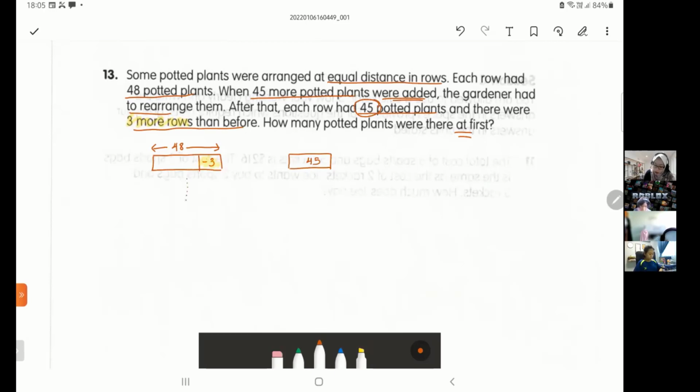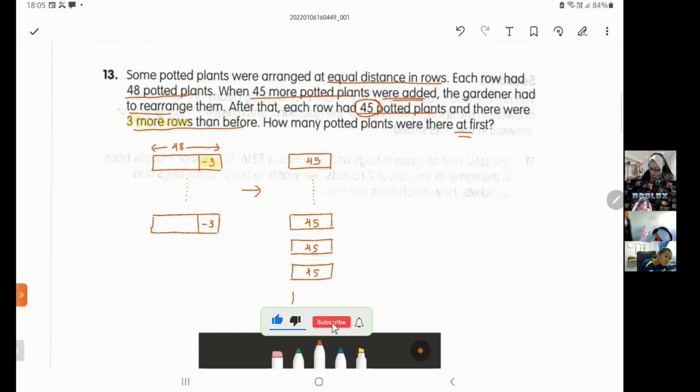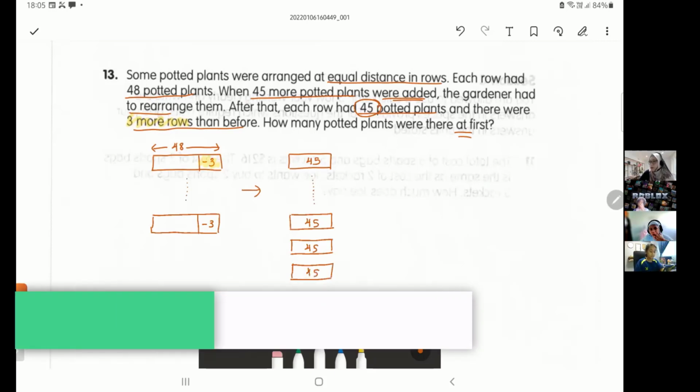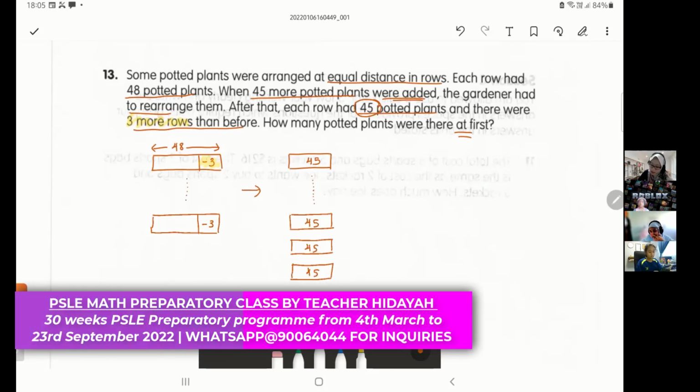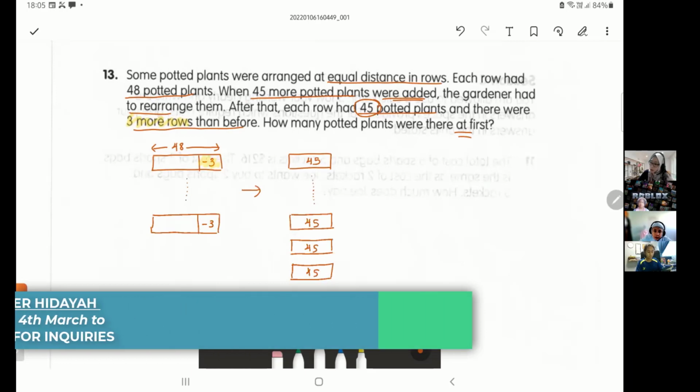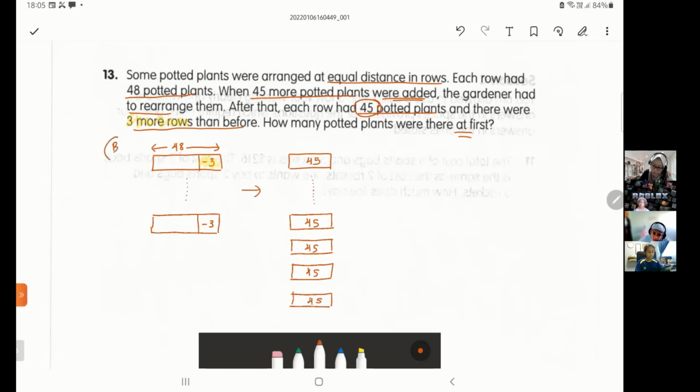I do not know how many rows, but it continues like that, minus 3, all the way. There are many rows of 45 potted plants, which I do not know how many. I can just draw a few here, just as an example. I'm drawing about 4, right? So if you notice, each row has 48 potted plants. This is the original, this is before. And then what happened? I added 45 more potted plants. So then it becomes this one, after.